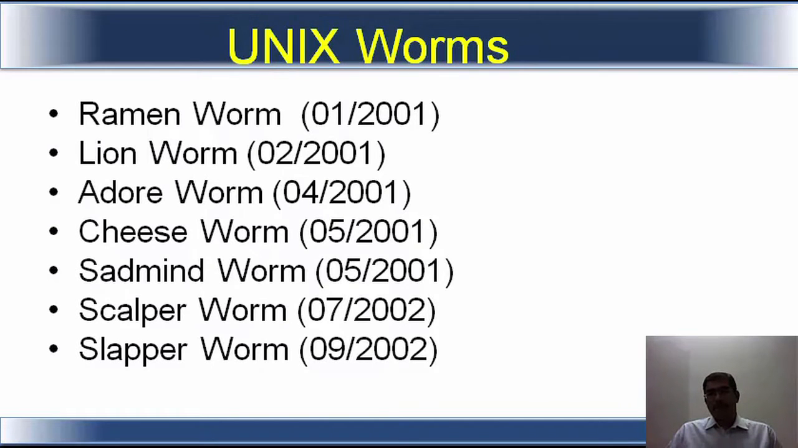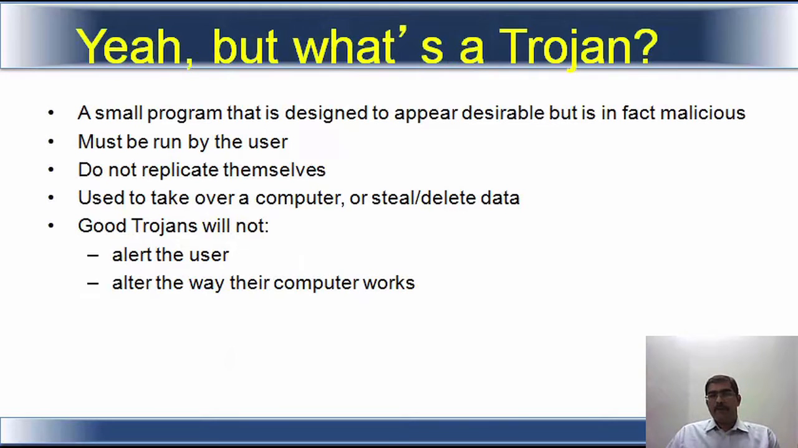Some of the famous Unix worms have been detailed here. They're quite old, but Slapper worm was very famous, Ramen was famous, Cheese worm was famous, Lion worm was famous. If you need to know what exactly these worms did, just Google it. You'll get detailed case studies on how each of the worms infected the systems, how they brought down the systems, and how they were detected. Enough with the worms.